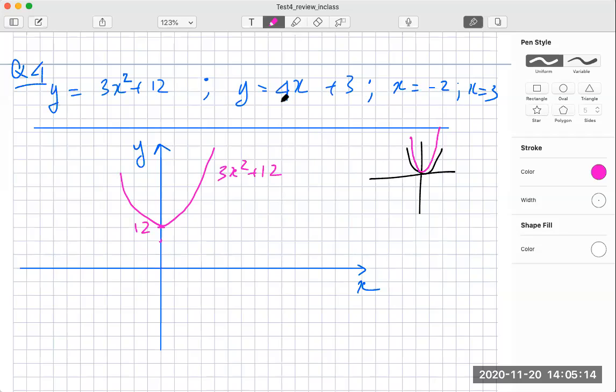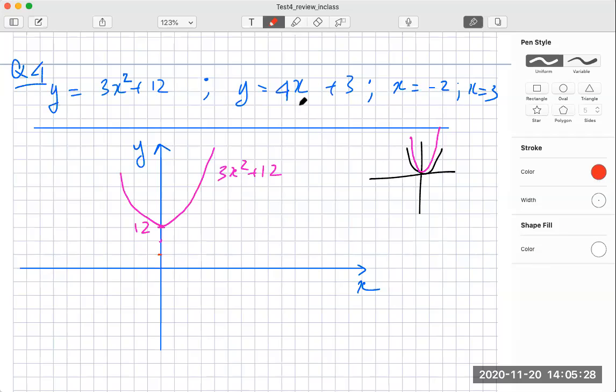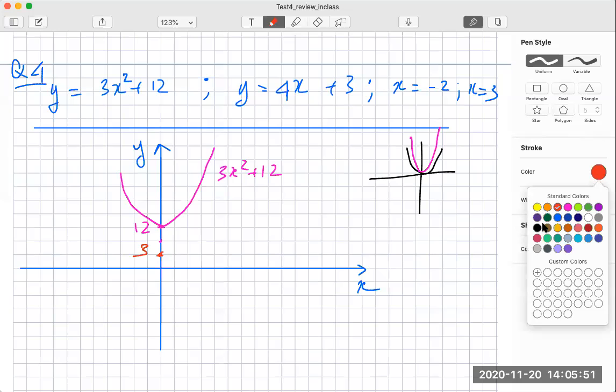So now let us draw the graph here, 4x plus 3. What is the y-intercept? This guy? The y-intercept is where x is 0, so y is 3, right? Okay, very good. So this point belongs to the second graph here. And before doing that, I think it's better to write x is equal to -2 first.